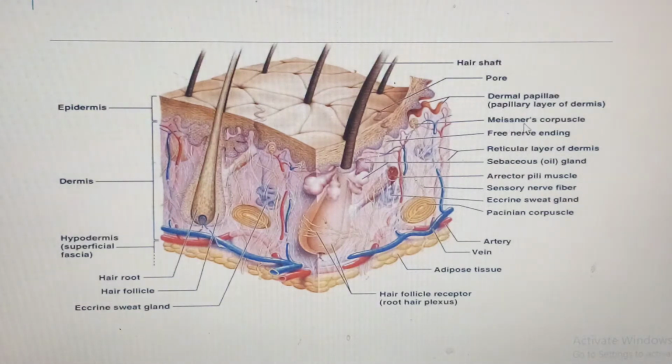So of course, touch for Meissner's, and Pacinian, you might think it's pain. No, Pacinian is for pressure. So we're going to see those ones. Okay, so these are the various components of the skin which we'll be looking at.